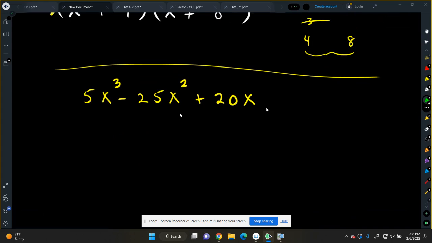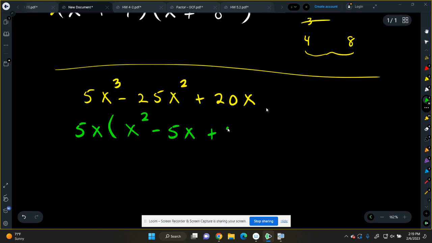Are there any greatest common factors? Yeah, we can take a 5 out. What else can we take out? We just did this earlier this period. X. What's that leave me? X squared minus 5x plus 4. Does everybody understand that? Okay, so we take out the common factor first. Now we're ready to factor this just like we did above.